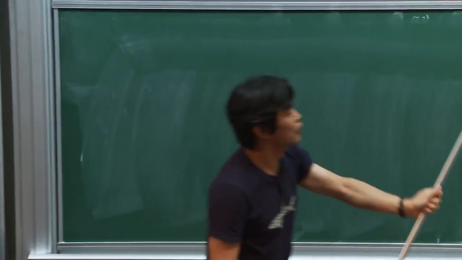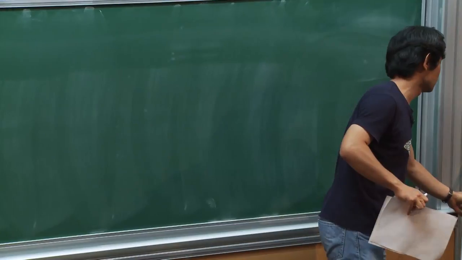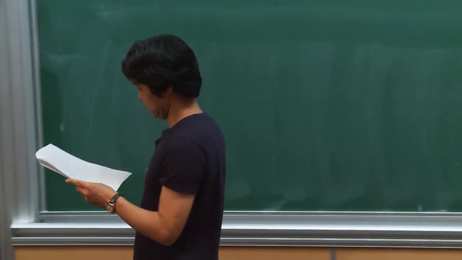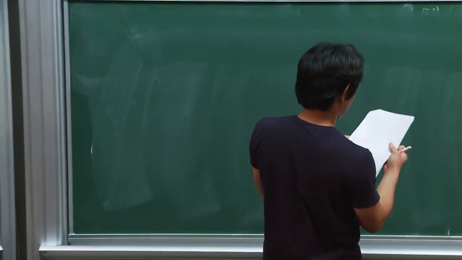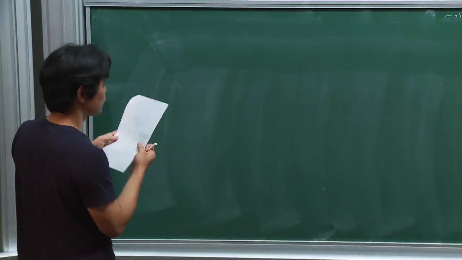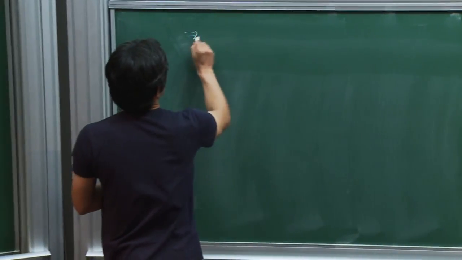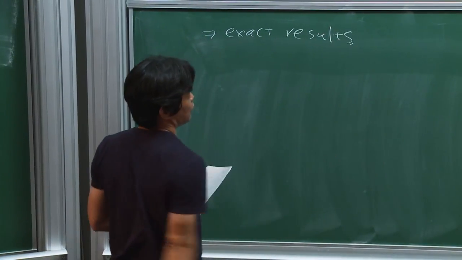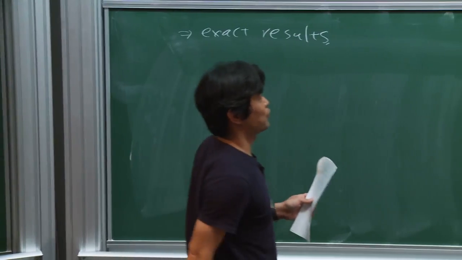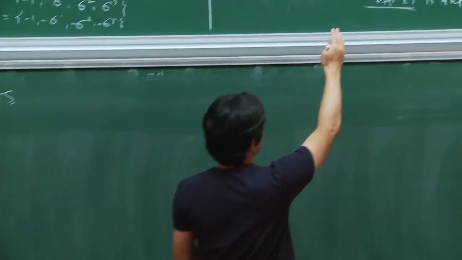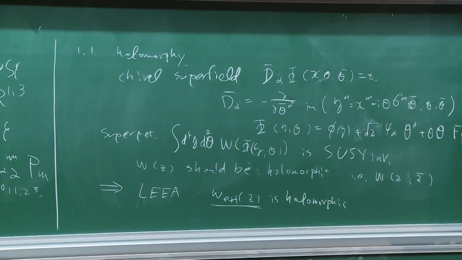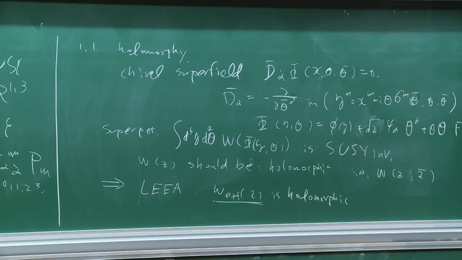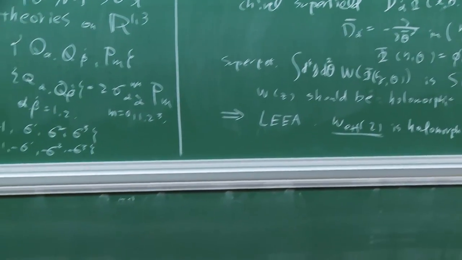So this is the idea of holomorphy, as you probably know. So we have an exact result for this low energy effective action. More precisely, the low energy superpotential in the low energy effective action sometimes can be determined. Sometimes it cannot be, but sometimes we can do it.